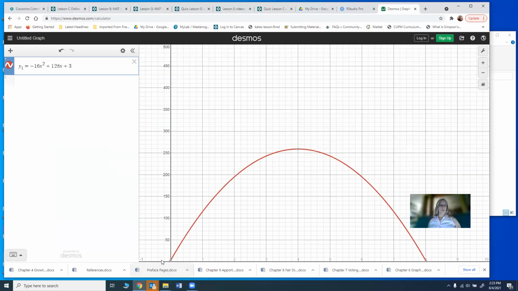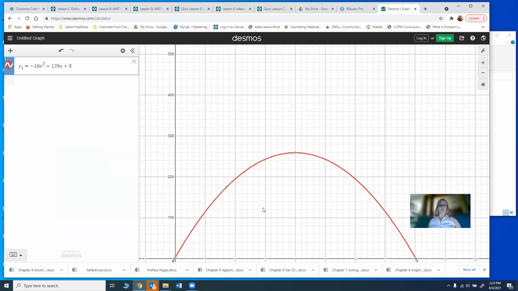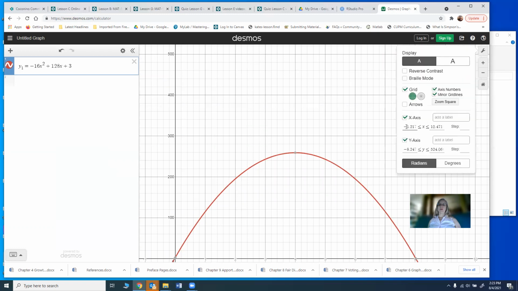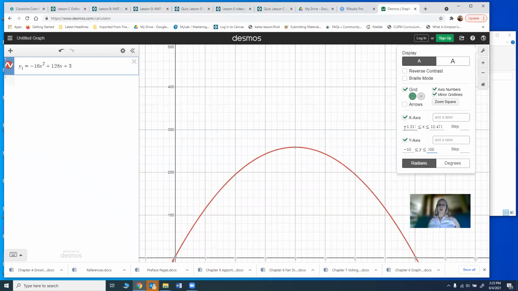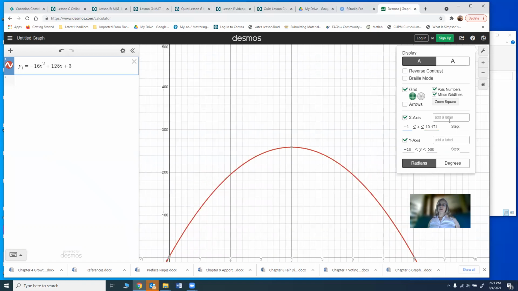So now you can see the whole graph, and you can see more of what's going on. So if you want to find your horizontal asymptotes, you can do that. There's your 0.3, and your other horizontal asymptote is -0.23. And I might move down just a little bit so I can see a little bit more. So maybe we'll change my y min to maybe -10 to 500. And for the x min from -1 to 10.